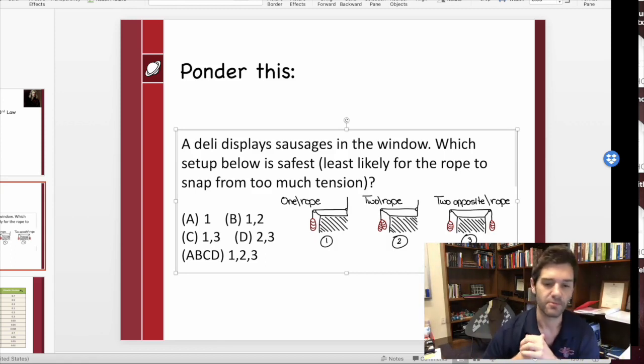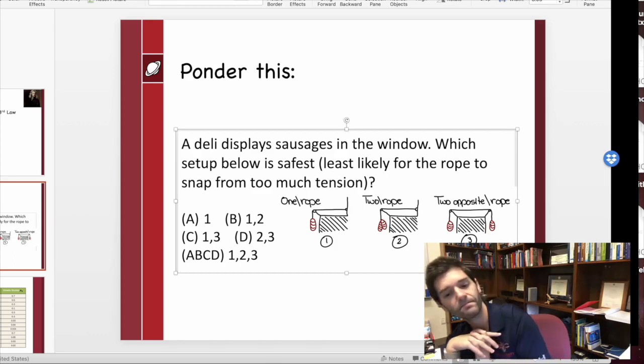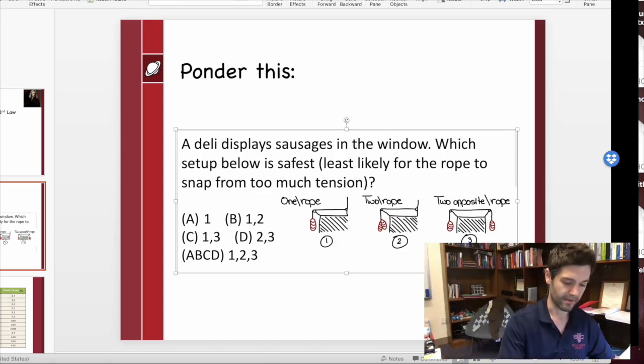So instance one, where there's one sausage hanging off one rope, or a rope that's attached to the wall, rather. Instance two, where there are two sausages hanging off one rope, and they're both on the same side. Then instance three, where there are two sausages hanging off one rope, but they are on opposite sides of each other.